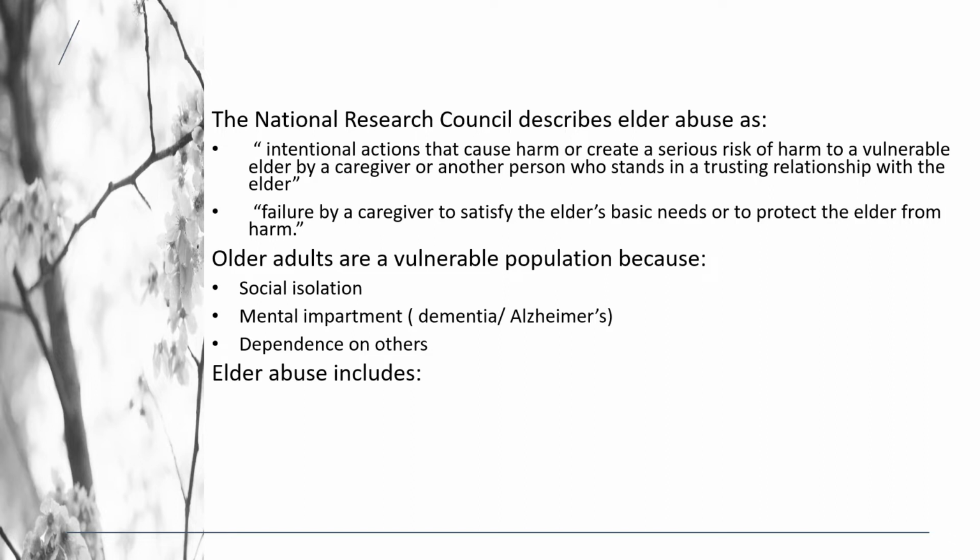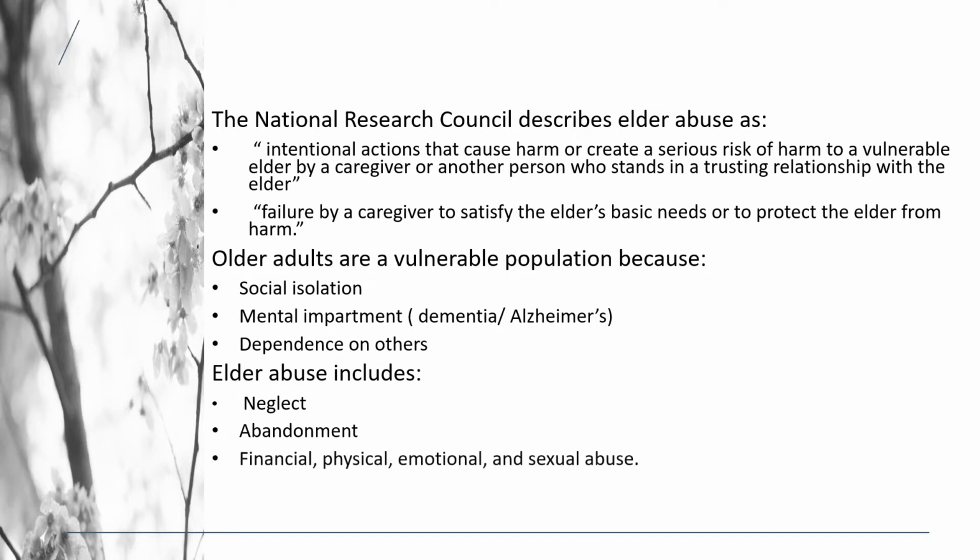Elder abuse includes neglect, abandonment, and financial, physical, and emotional abuse. Neglect is when a caregiver neglects to satisfy the elder's basic needs, such as food, just keeping them clean. And abandonment is when a person leaves the elder adult to care for themselves, and they are unable to care for themselves.